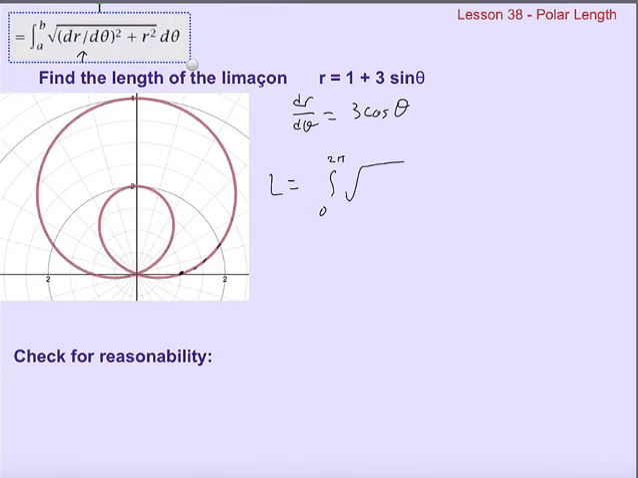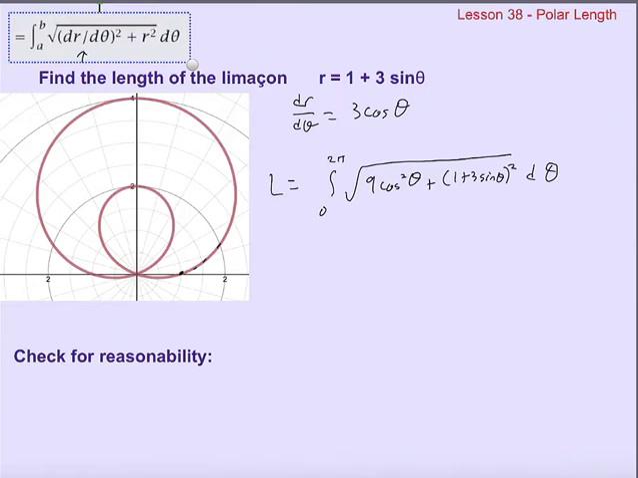So we're going to use the definite integral from 0 to 2 pi of the square root of dr d theta squared, 9 cosine squared theta, plus r squared, d theta. So the r squared, I'm just going to write it as 1 plus 3 sine of theta squared. I certainly could FOIL that out, but it doesn't really add anything right now.